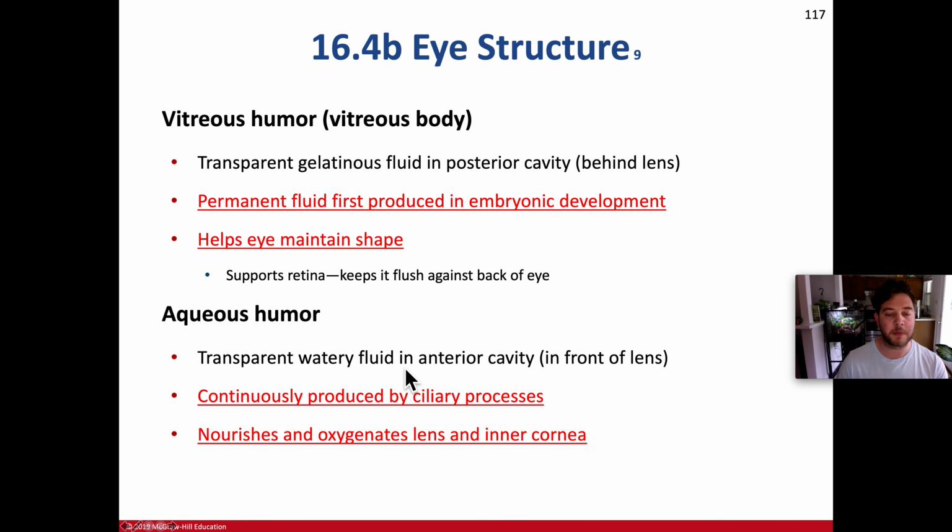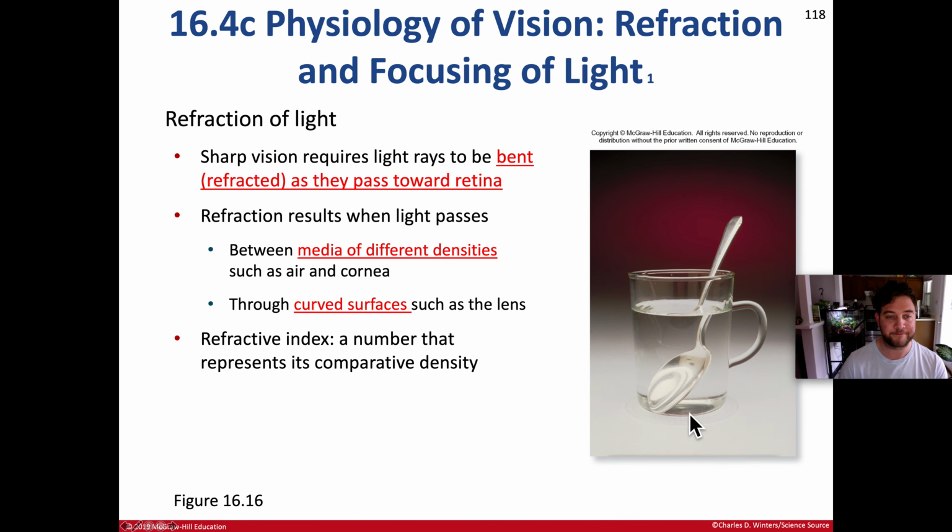Aqueous humor is the transparent watery fluid in the anterior cavity in front of the lens. It is continuously produced by the ciliary processes and helps to nourish and oxygenate the lens and the inner cornea because there aren't any vessels in here. So it has this aqueous humor that's doing that for it. Okay, and actually that's where we're going to stop for this one.